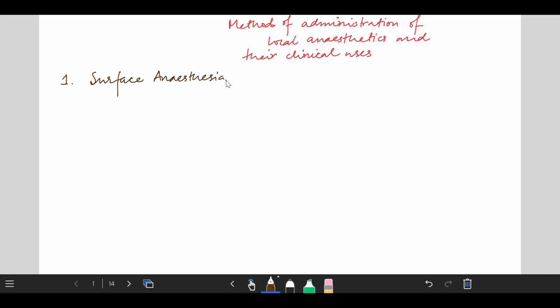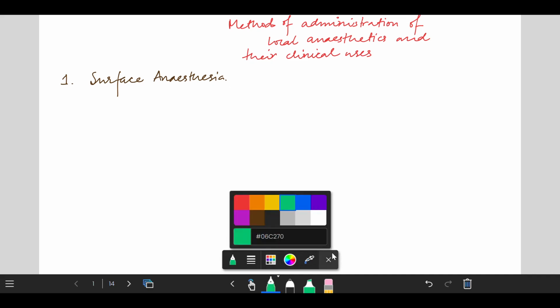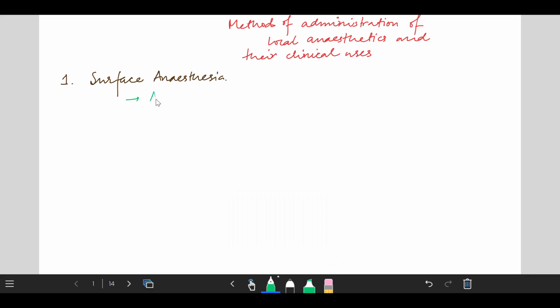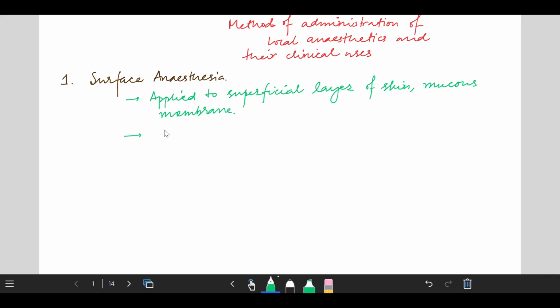Now, this kind of anesthesia is applied to the superficial layer of skin, mucous membrane, etc. And the main target is sensory nerve endings.